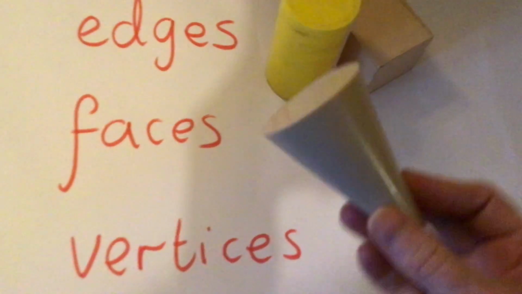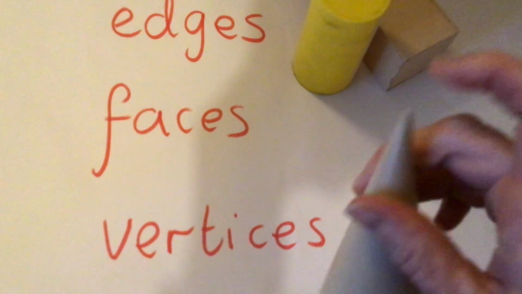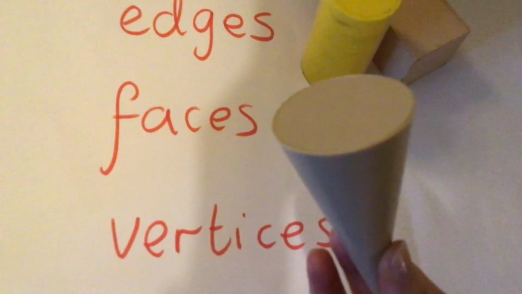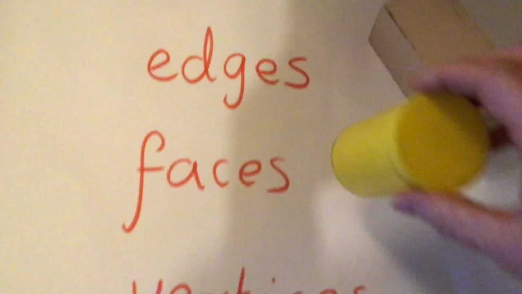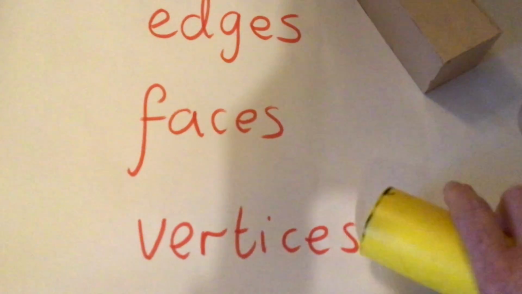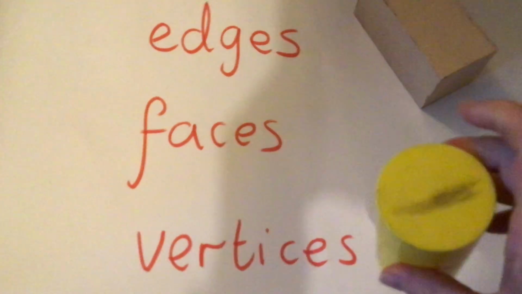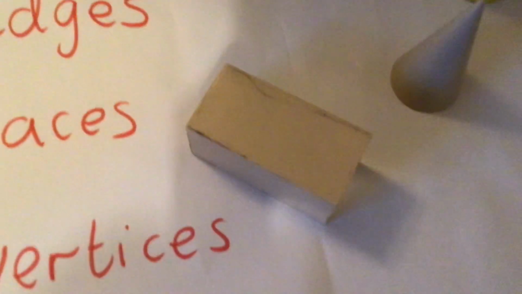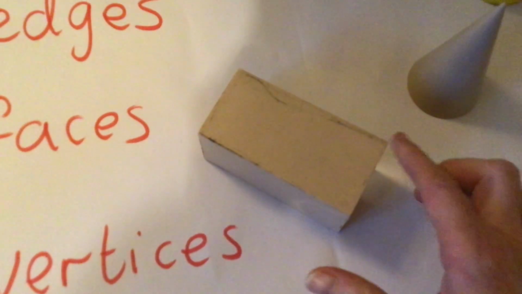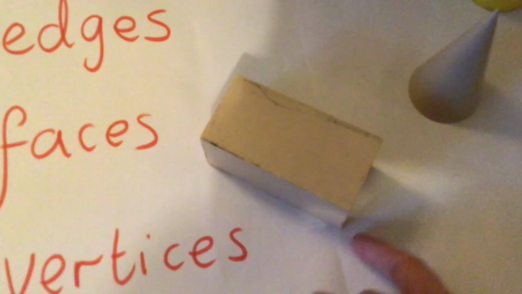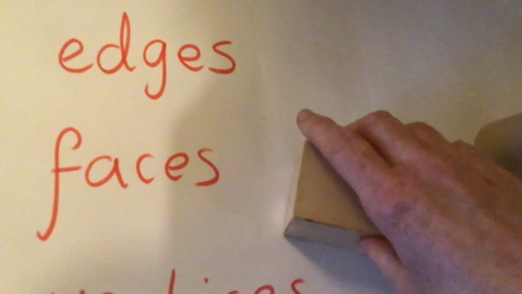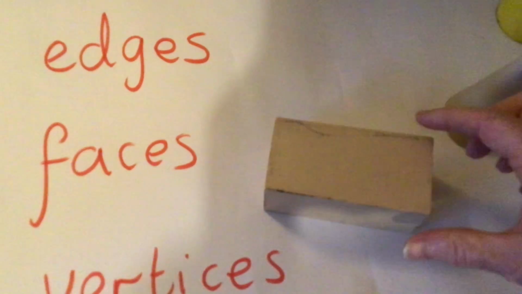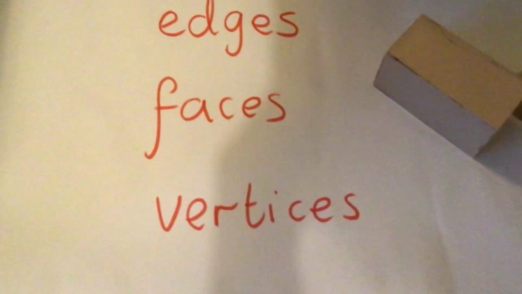So again on the cone, which is like the ice cream cone, there's the vertice there, the point. There's only one on that shape. The cylinder's interesting because actually there are no points, no vertices on a cylinder. But on a cuboid, you can see I've got 1, 2, 3, 4 at this end, and then I've also got 4 at this end. So there will be 8 vertices on a cuboid.